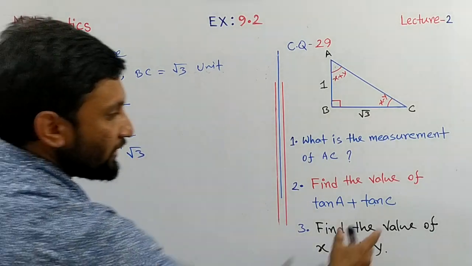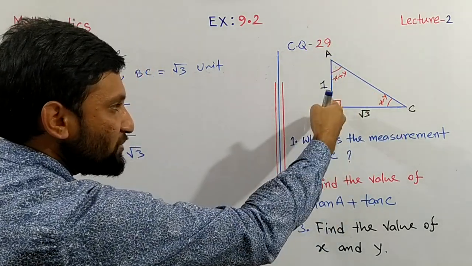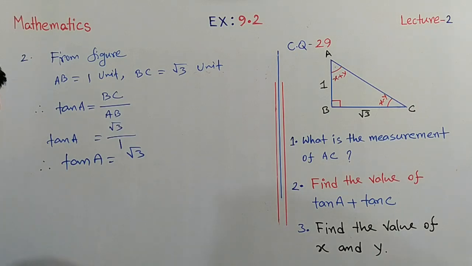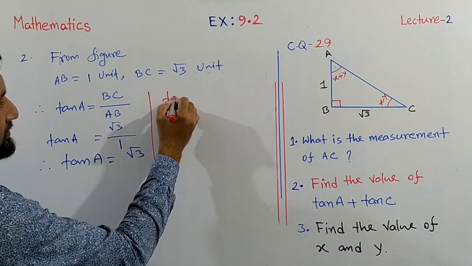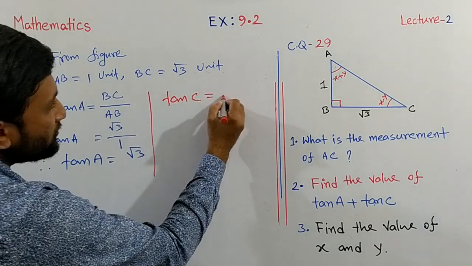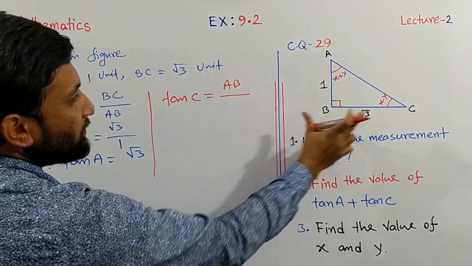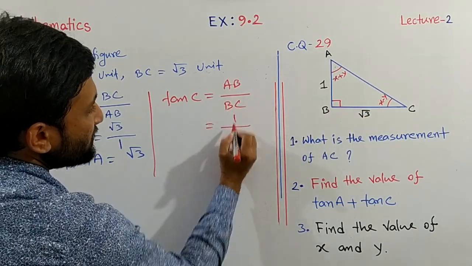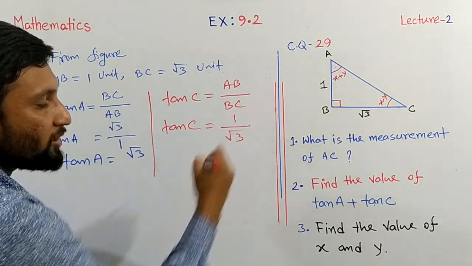Okay, and now for tan C, if C is this angle, so opposite is AB and base is BC. So for tan C we can write opposite, that means AB, by base BC. Value of AB is 1 and BC is root 3. So tan C is 1 by root 3.